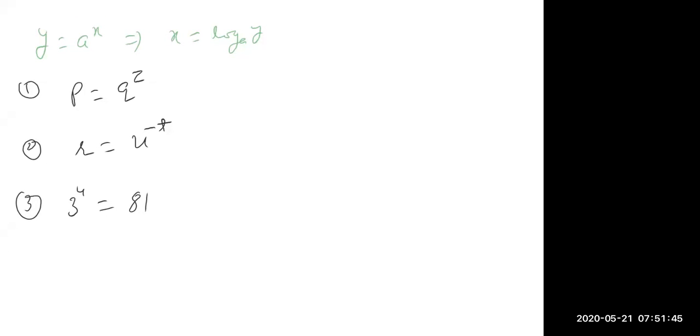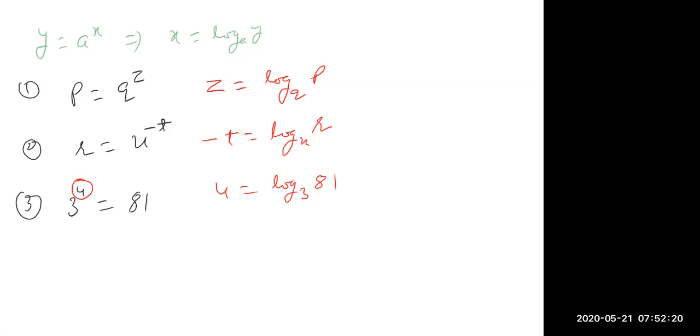So in every question, this index will come in the front. So this will be z is equal to log of p to the base q. Base will remain base. Here minus t is equal to log of r to the base u. And here, just I change the order, so what is the base here? 4, this index. So 4 is equal to log 81 to the base 3. So I think now this concept must be very clear. Any doubt in this?